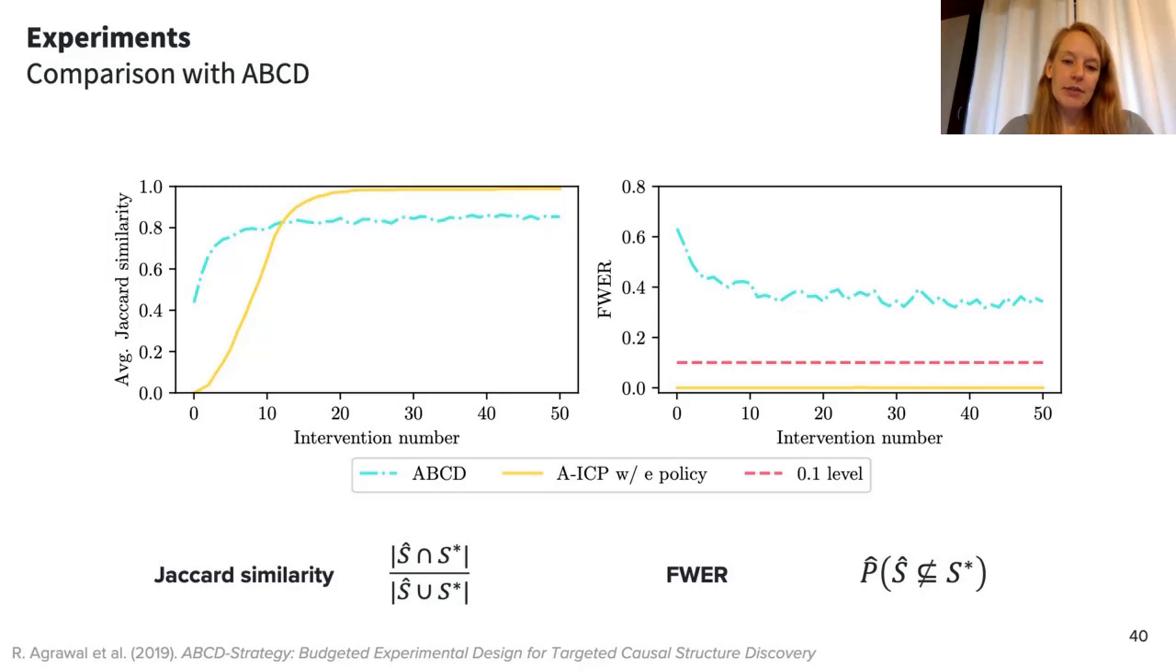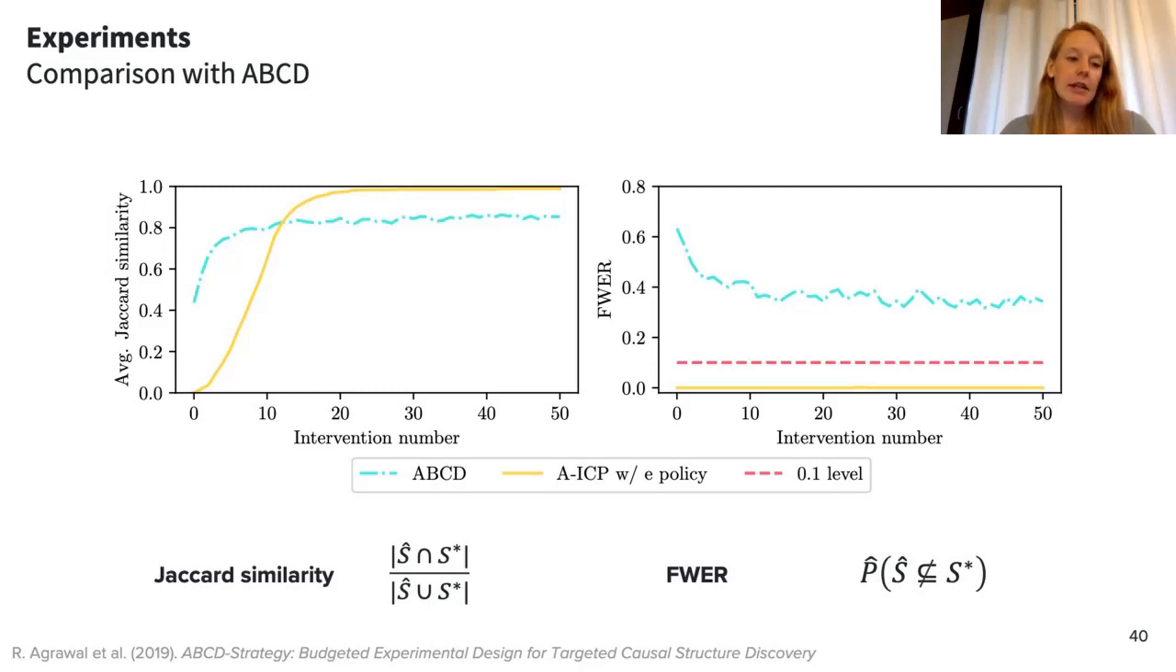So when we compare these results, let's first focus on ABCD. By using this observational sample in a smart fashion, let's say, ABCD shows better results in terms of the Jaccard similarity in the first few iterations, but then it does not approach a Jaccard similarity of 1 for large T. So even after 50 interventions, it hasn't reached a Jaccard similarity of 1. And now this good initial performance comes at the cost of false positives. This is what you can see in the plot on the right. And those false positives are only reduced somewhat as T increases.